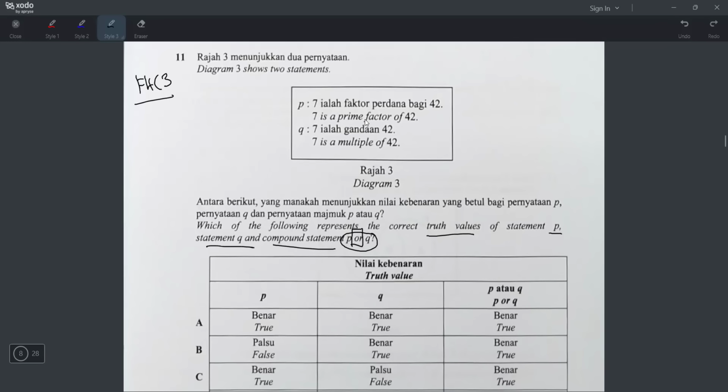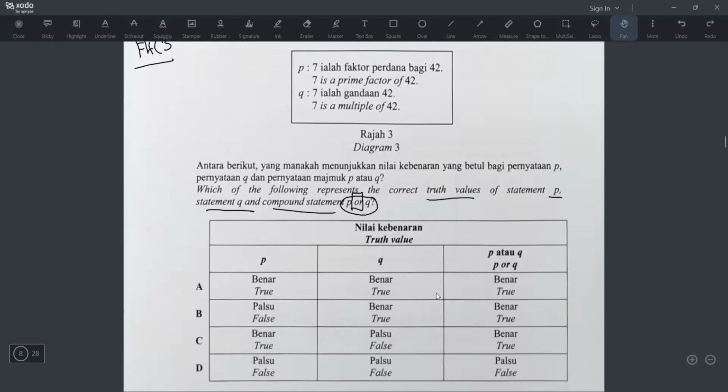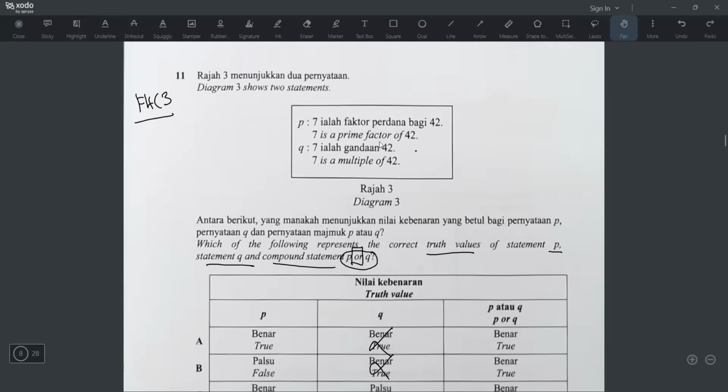Compound statement means you combine two statements using the word and or the word or. But they already said they want to use the word or here. If I scroll down, you can see they give you a table here, so we have to circle the correct one. I thought Q is true, 7 is a multiple of 42. No, this is false. Sorry, 7 is a factor of 42, but it's not a multiple, right? So Q is false. I think I have to determine the truth value separately first, and only after that determine the compound statement P or Q.